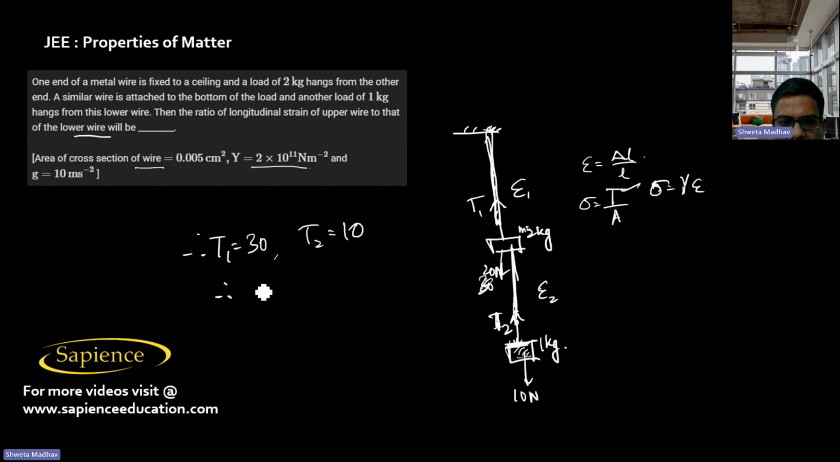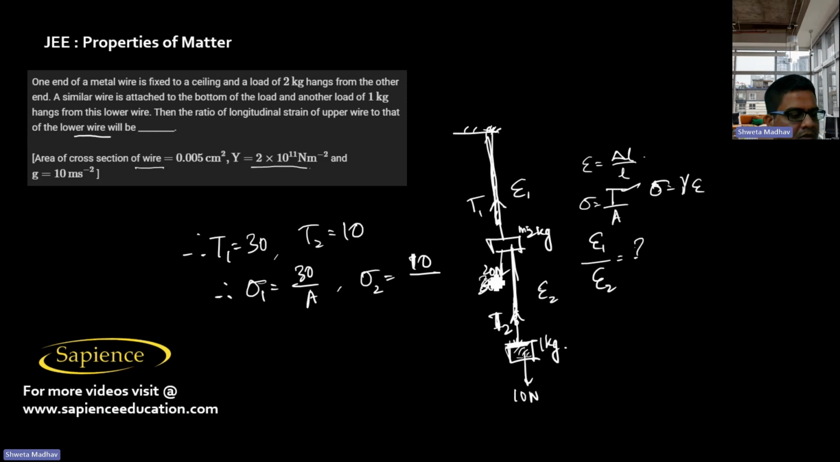So the stress on the first wire will be 30 by area of cross section, and for the second wire the stress will be 10 by A. You have to find epsilon 1 by epsilon 2, meaning the ratio of the longitudinal strain of the upper wire to that of the lower wire. So the stress in the lower wire is 10 by A.